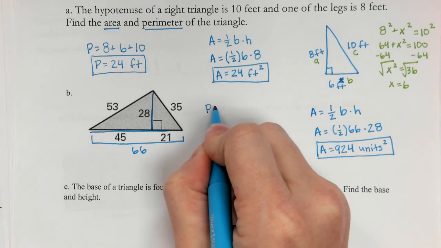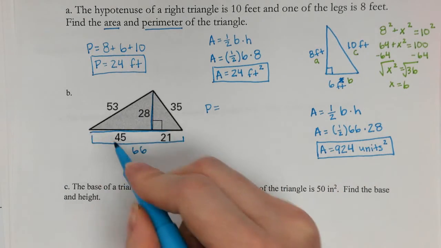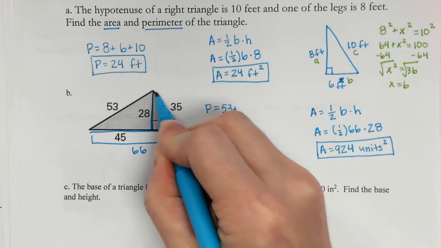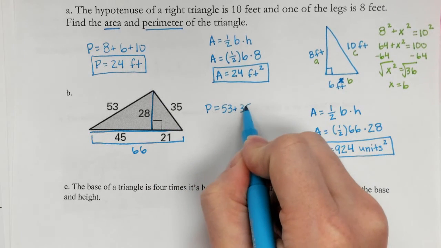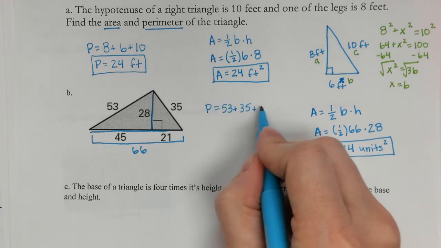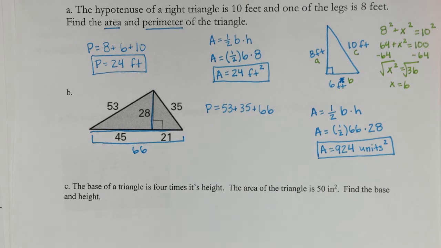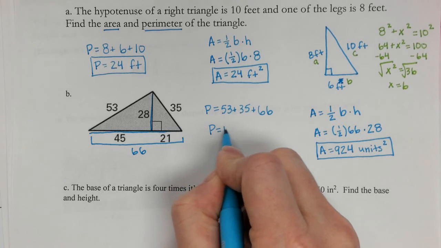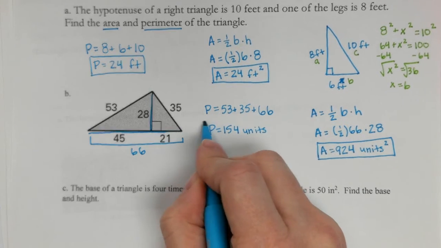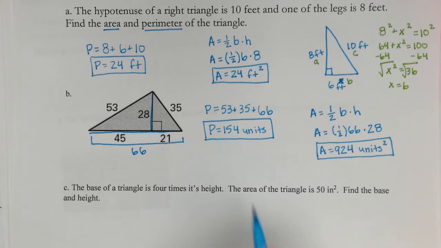Back to perimeter. Remember, I'm only worried about if I walked around the outside of it. So if I start here, I walk 53. Then if I go here, 35. And then I could do this as 21 plus 45, or I've already found out that it's 66. So I can just say that if I walk all of this, it would be 66. So 53 plus 35 plus 66 ends up 154. Perimeter is 154. We don't know units, but we do know they're not squared because it's not area.